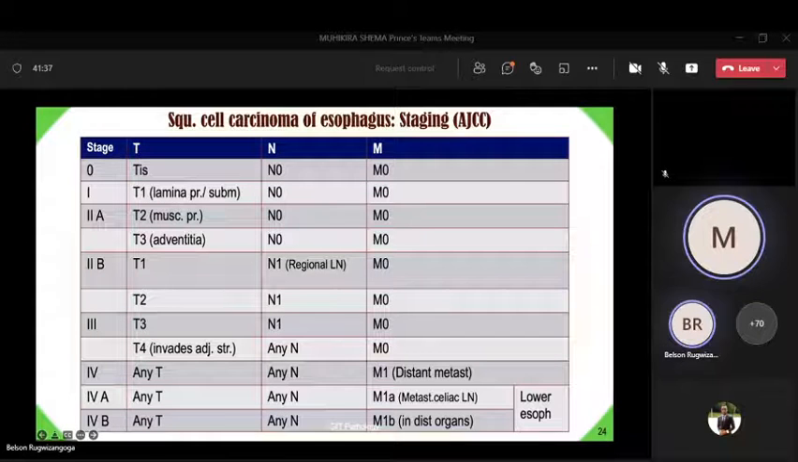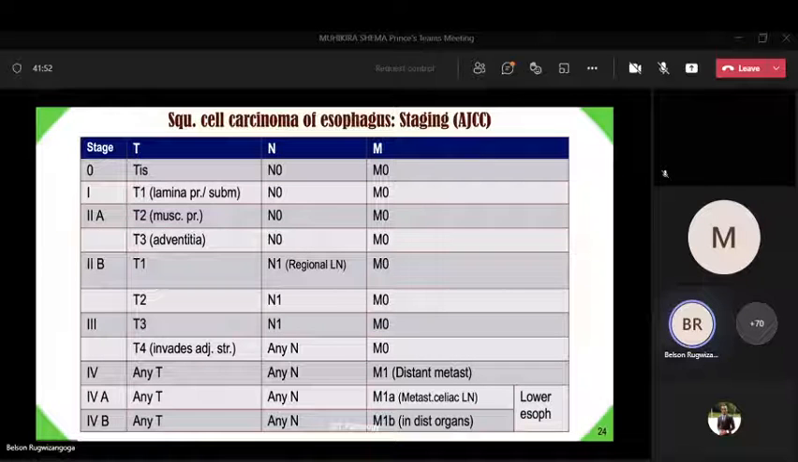When it arrives in the muscularis propria, it will be T2. And when it arrives in the adventitia, it will be T3. And then it will be T4 when it invades adjacent structures around the esophagus. So it depends. If it is on the anterior wall of the esophagus, it will infiltrate the trachea, for example.